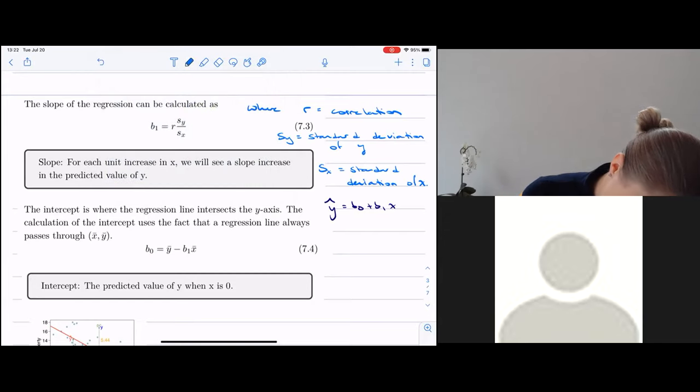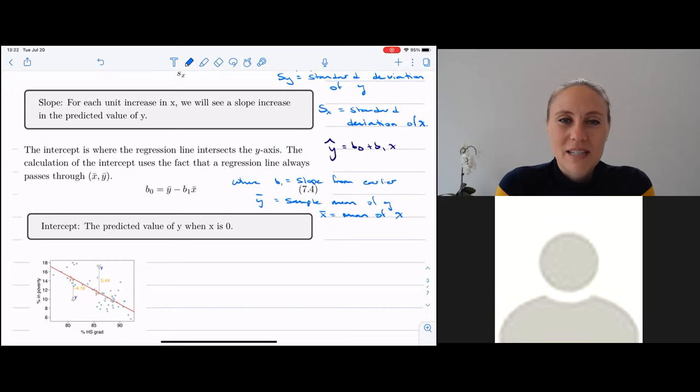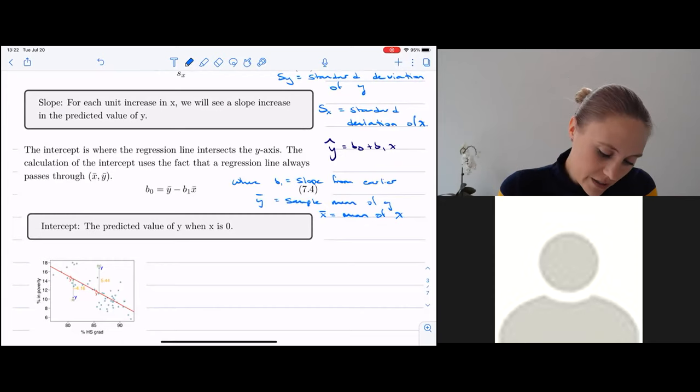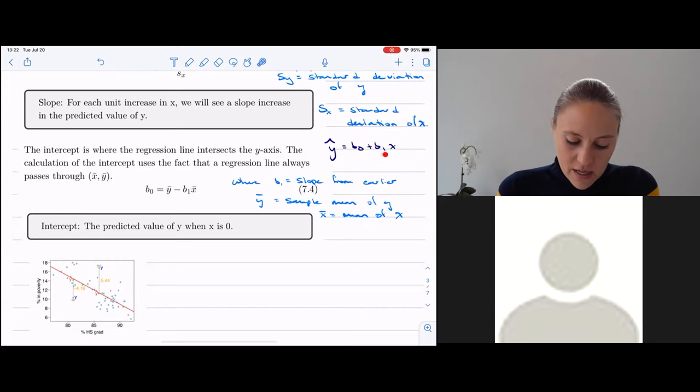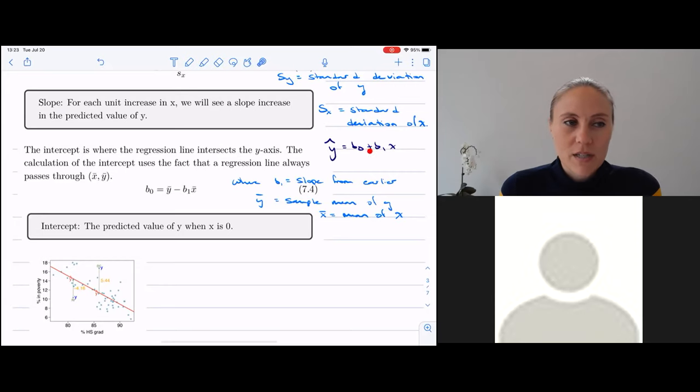And so here, where b1 is the slope from earlier, y bar is the mean of y, and x bar is the mean of x. So then if we think about the definition of the intercept, the intercept is the value when x is zero. So it becomes the predicted value of y hat when x is zero. If we let x be zero here, this b1x would go away and become zero, and then y hat equals b naught. So that's where our definition of the intercept comes from: the predicted value of y when x is zero. Okay.